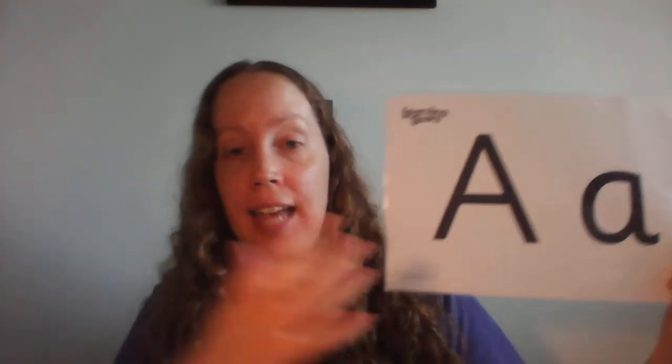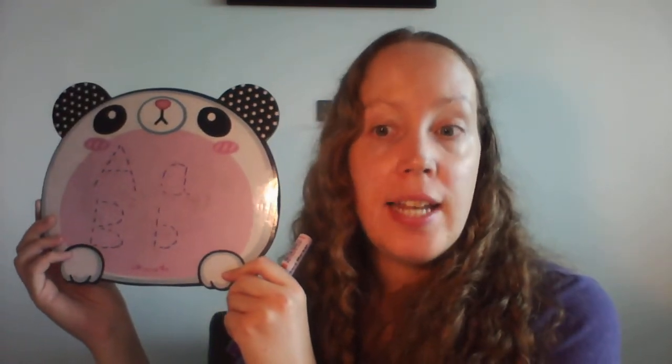So for the letter A, we have the big letter A, so big letter A, and the small letter A, small letter A. Okay, so we've got the big letter A and the small letter A. So I am going to show you on my whiteboard here how to write the letters.